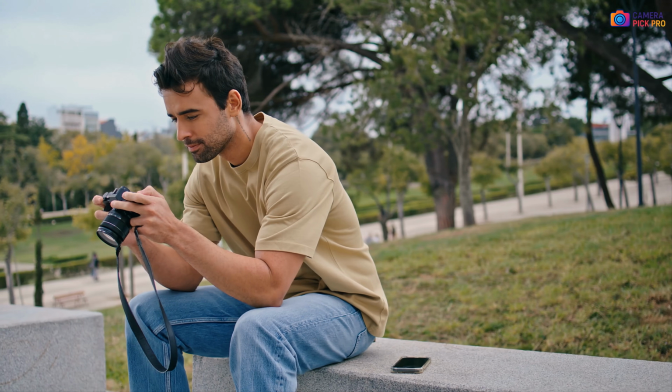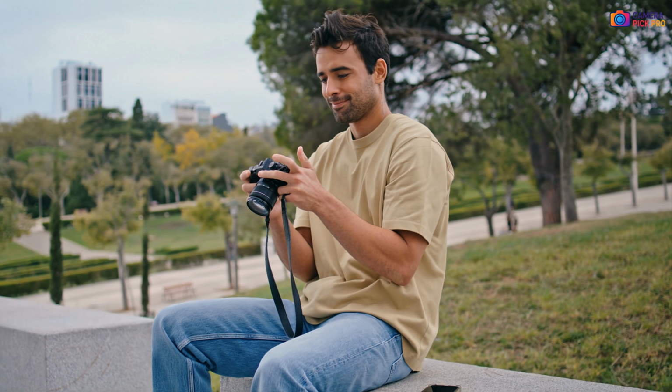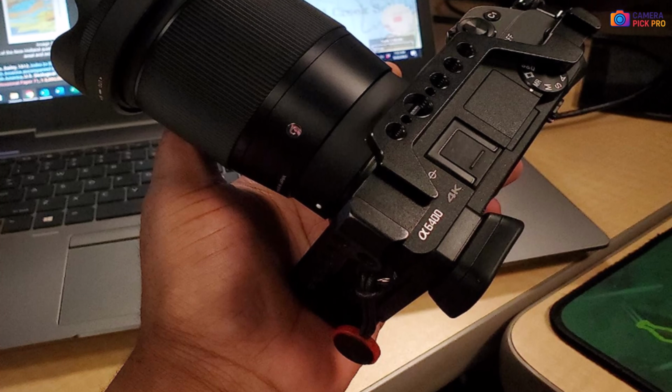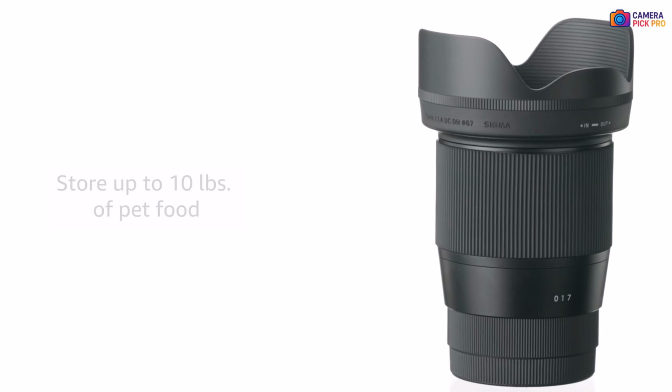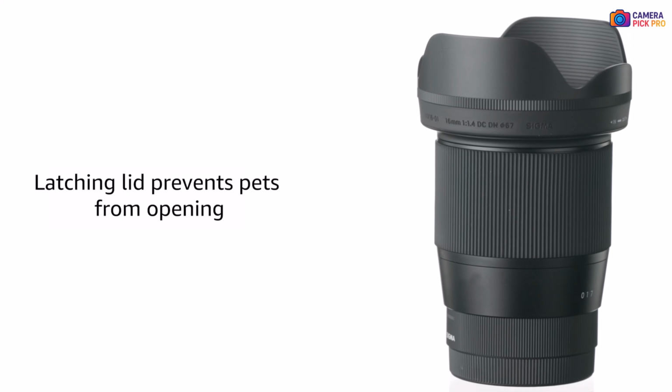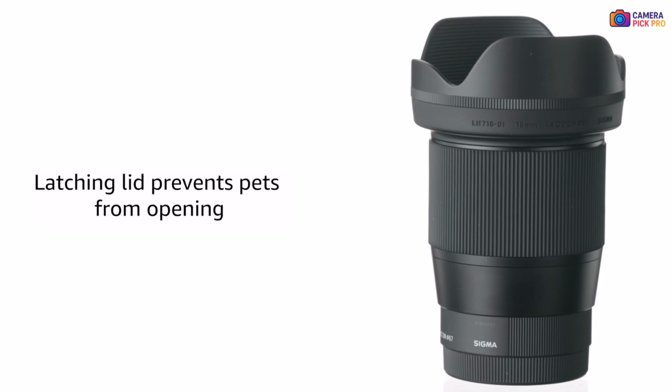Because it is a prime lens, you don't get zoom flexibility, but you gain excellent sharpness, a fast aperture, and a clean, creator-focused look. If you need a reliable Sony E-mount lens for vlogging, video, and photography, the Sigma 16mm f1.4 is a strong 2026 option.